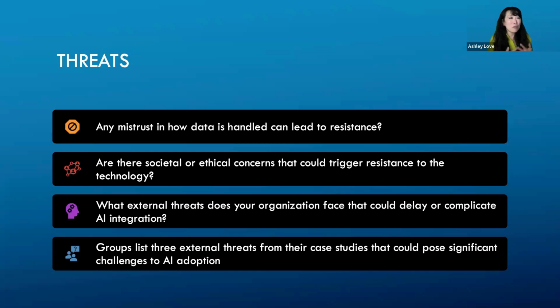So once again, some of the threats are any mistrust in how the data is handled, and can it lead to resistance? It is good to be mistrustful or not fully trust everything, especially as we talked about how right now the AI systems are proprietary, meaning it's not transparent. We don't know what data is going in, what formula or models they're using to give you the results. Are they also using our data and selling it or using it for other purposes?